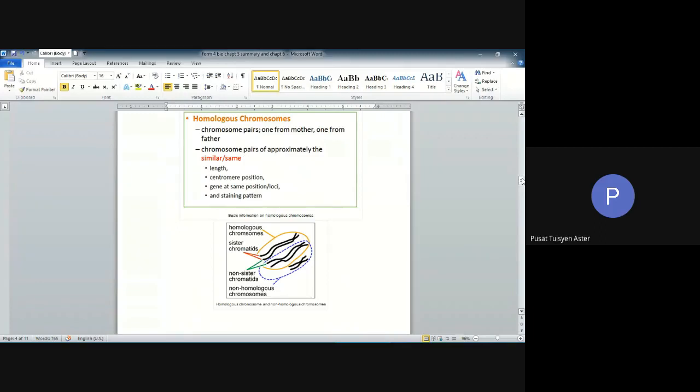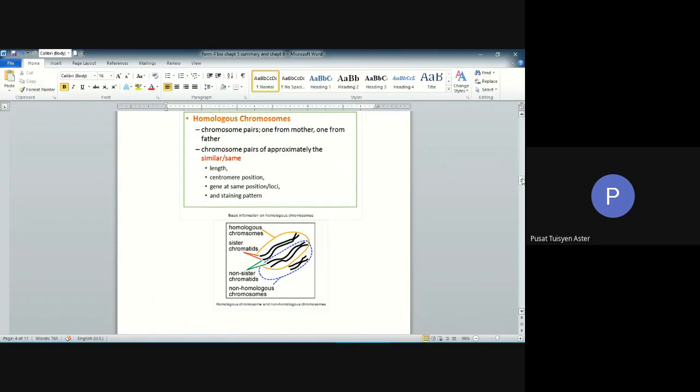Homologous chromosomes: chromosome pairs, one from mother, one from father. So what happens? We get DNA from both of our parents, right? So what we have are chromosome pairs of approximately the same length, centromere position, genes at the same position, which we call loci, and staining pattern. This is all quite detailed, but it's alright. You just need to understand that we're getting one from our daddy, one from our mommy. This is how we pass on our genes.